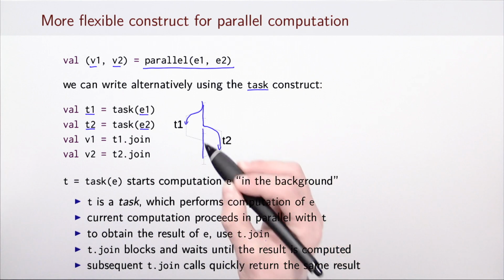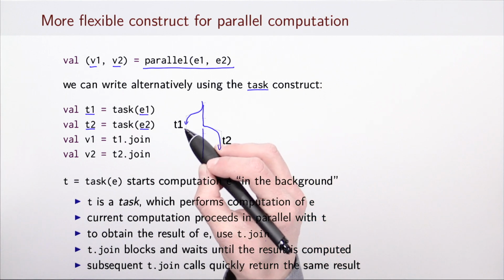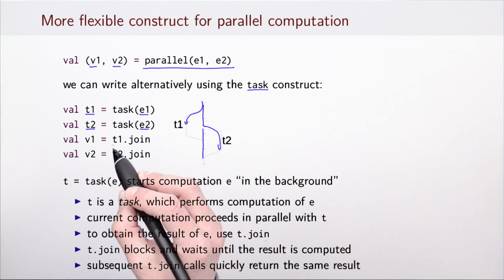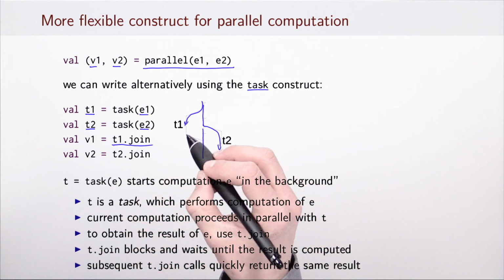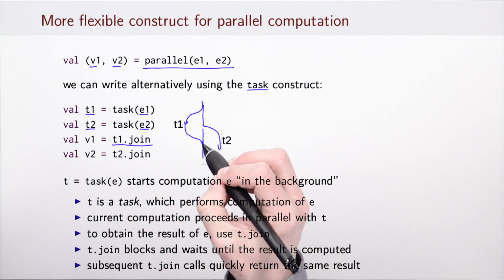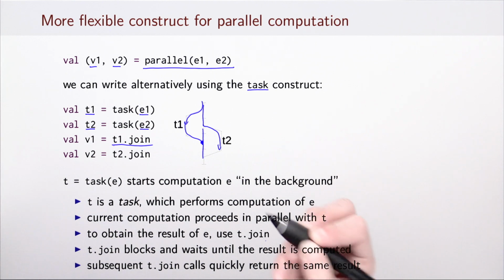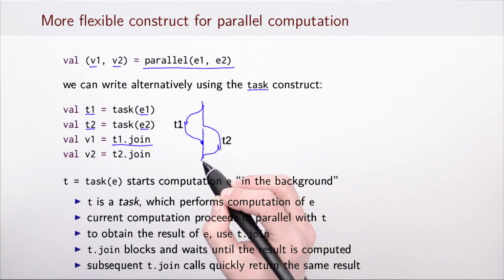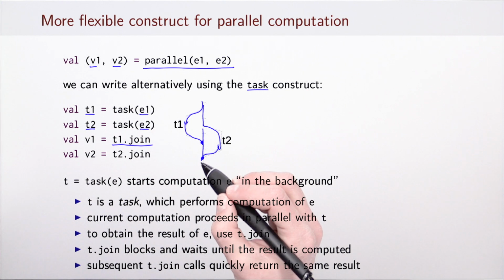And at this point, we ask to obtain the value of T1 using this T1.join. And this is this point here in the computation. And then we join with the value T2. And now we have both values V1 and V2.